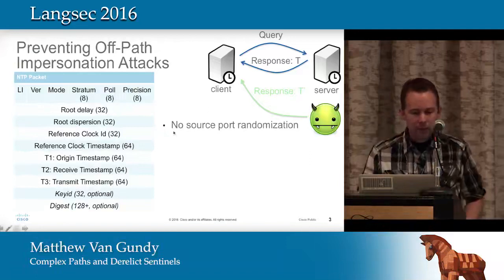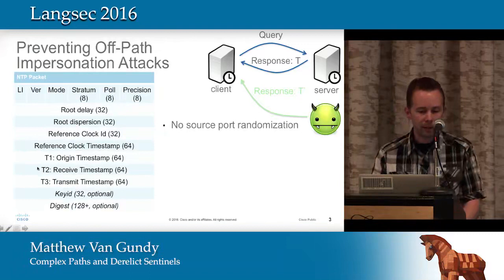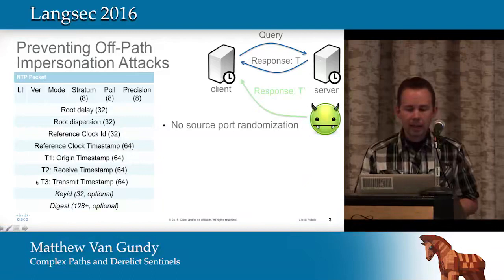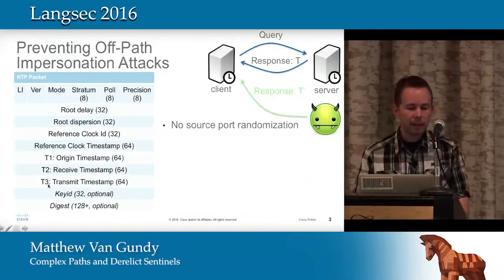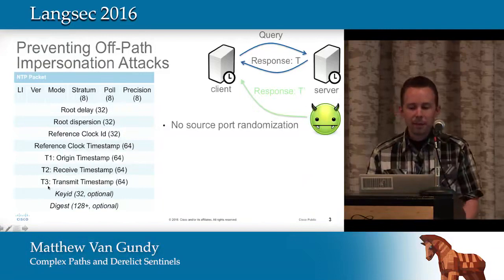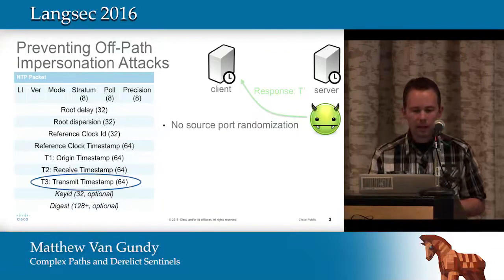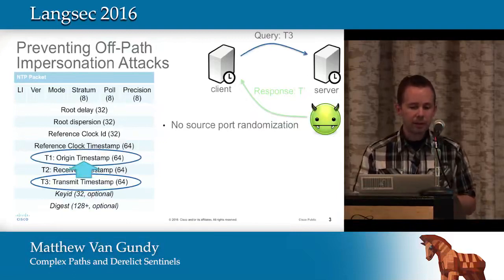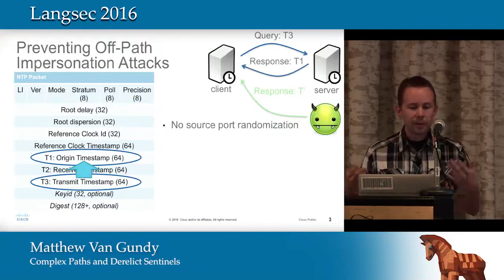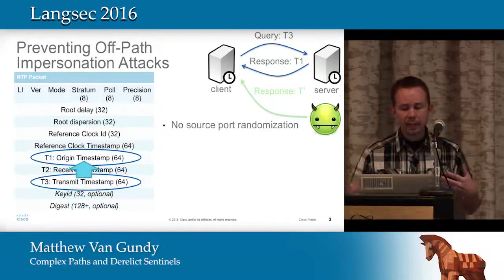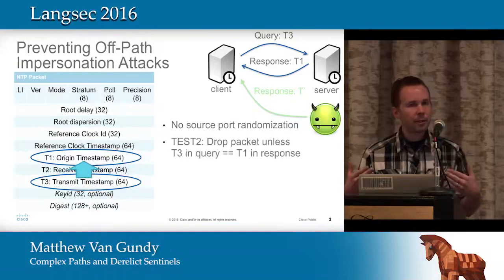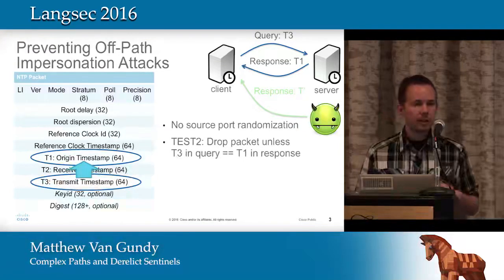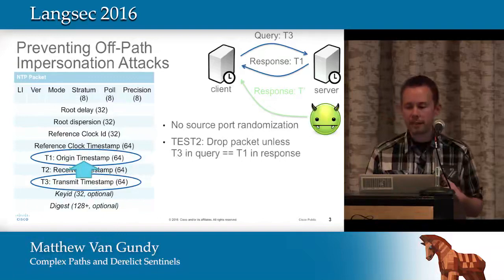The things I want you to take note of are these three timestamps, T1, T2, and T3. Whenever the client sends out a query, it puts its current clock into T3 in the outgoing packet. When the server responds, it takes that client T3 and puts it in T1 of the response packet. When the client receives the server's response, it checks: is the T1 in the response packet equal to the T3 in my query packet? If not, it drops it. Otherwise, it accepts it as a valid reply. So this essentially acts as a nonce.